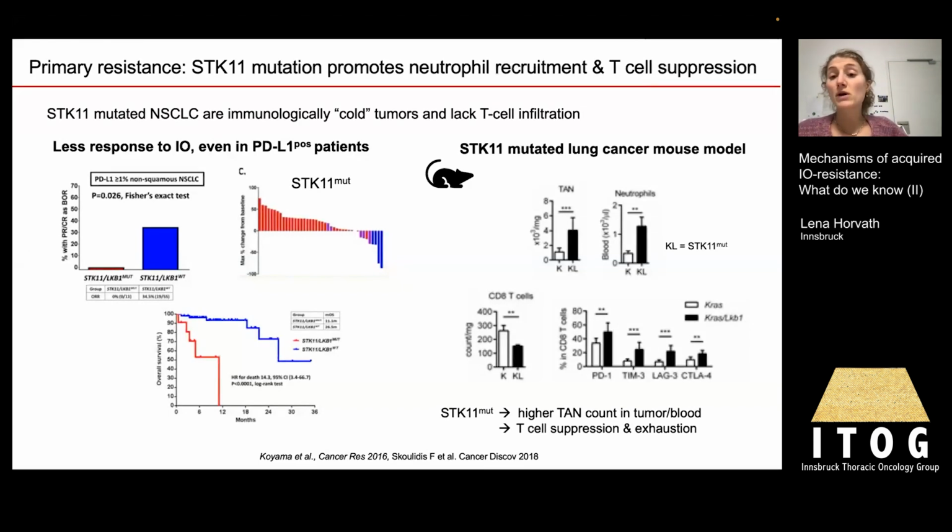We know from mouse models that lung cancers that have an STK11 mutation have significantly higher amounts of TANs or neutrophils in their tumors, and also have lower abundances of CD8 T cells. And those T cells that are present have an exhausted phenotype.